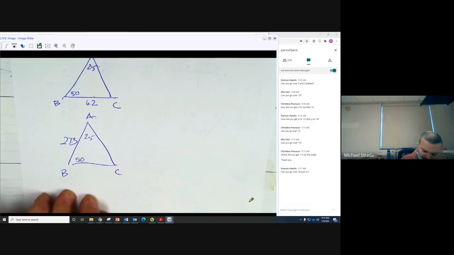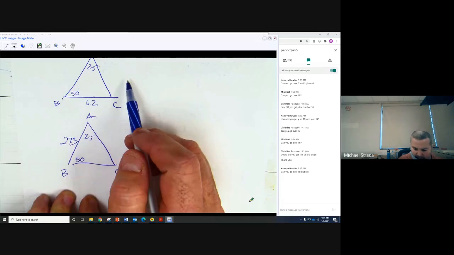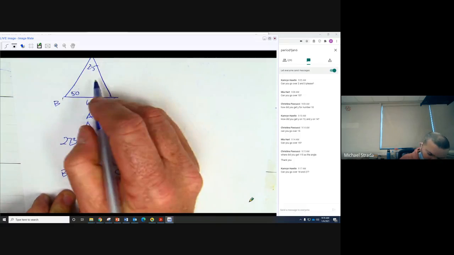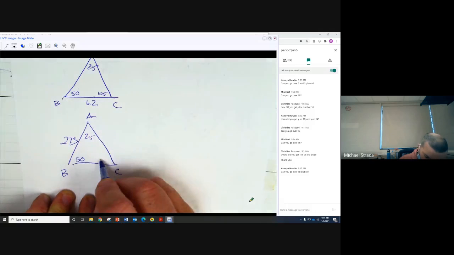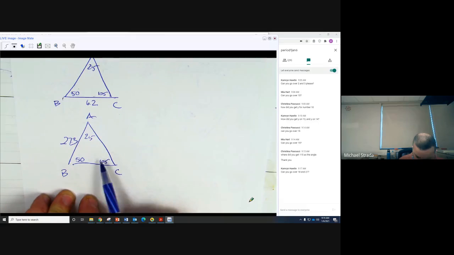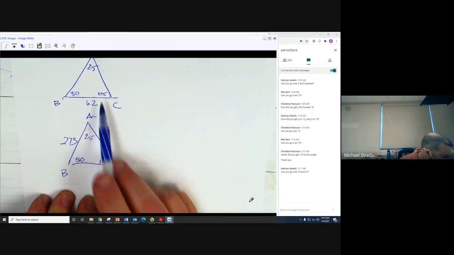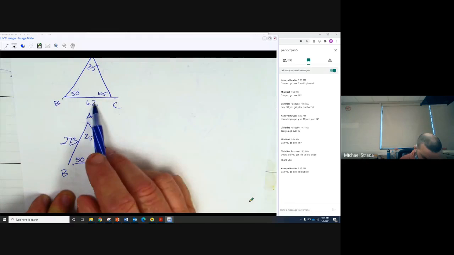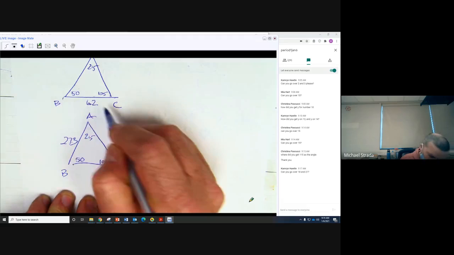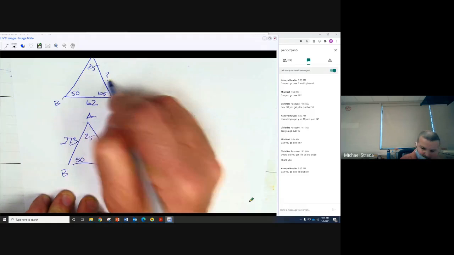Now, triangle angle sum says they add up to 180. 25 and 50 is 75. Subtract that from 180 and you get 105. You're going to need that in the second one to get that segment. I don't know about the first one yet. So it says in this, BC is 6.2. They want to know what is the length of AC.